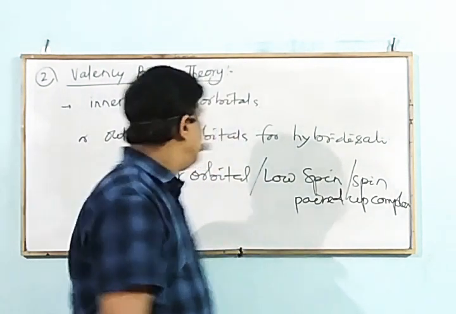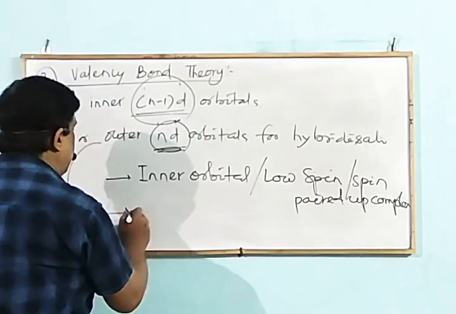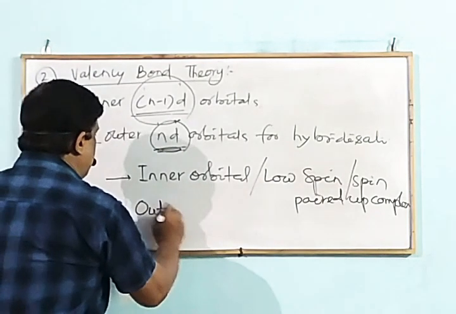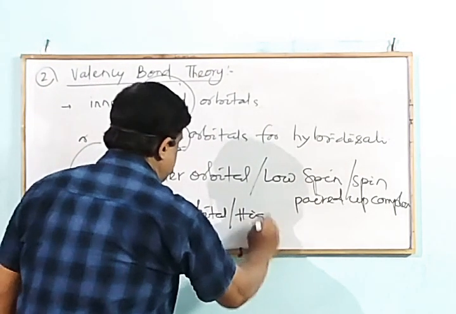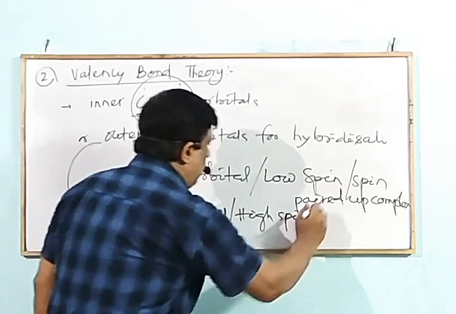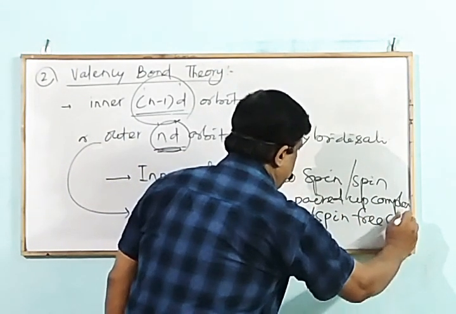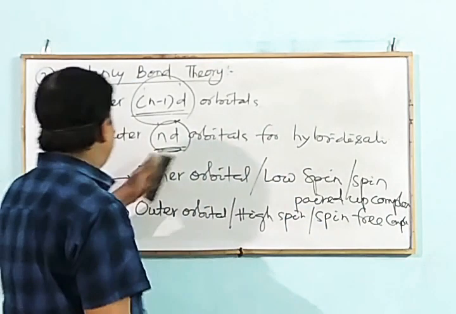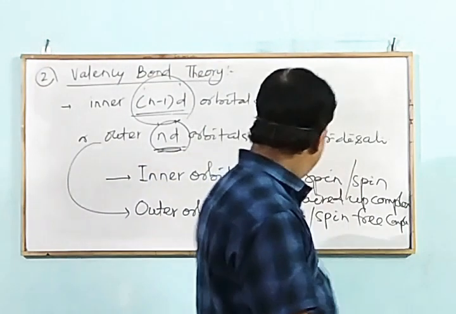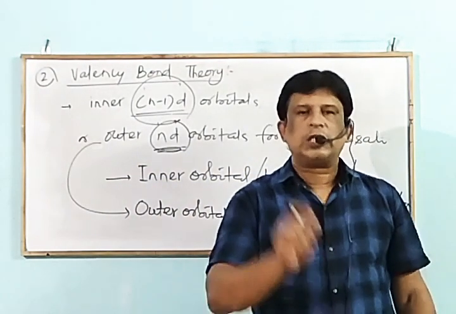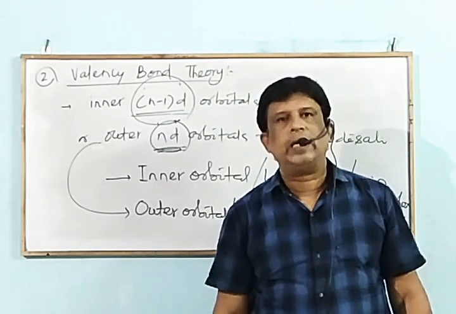On the other hand, if the central metal atom uses outer d orbital, that is nd orbital, then it is known as outer orbital complex or high spin complex, or it is known as spin free complex. I repeat again. If the central metal atom uses outer nd orbitals, then it is known as outer orbital complex or high spin complex or spin free complex. Maximum chances are that the complex is paramagnetic in nature.